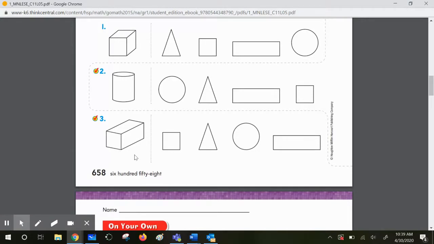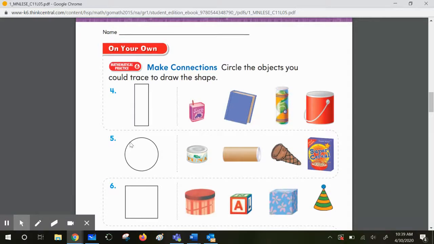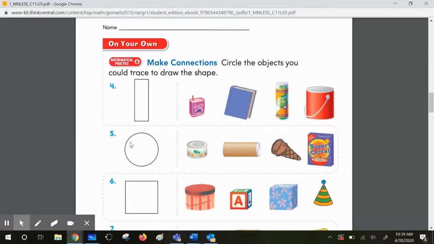Same thing with the rectangular prism. What shape will you get if you trace the outside edges of the rectangular prism? Now, we're going to make some connections. We have three-dimensional shapes everywhere around us. And each of those three-dimensional shapes have two-dimensional shapes as their flat surfaces. So, in number 4, you will circle all of the objects that you can use to draw the empty rectangle.